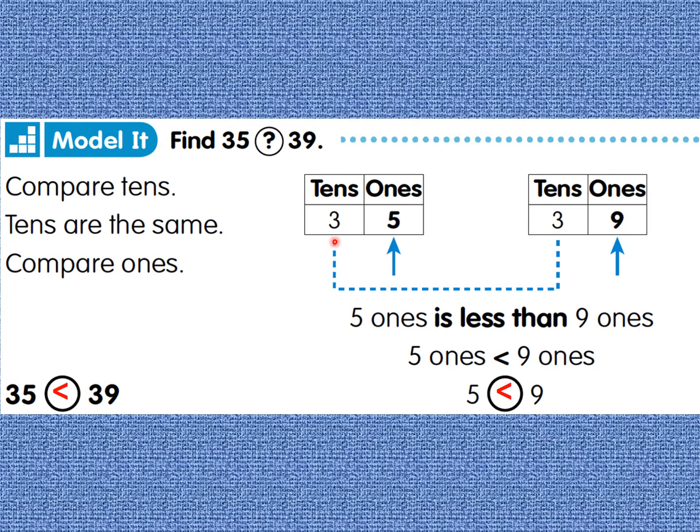So here's our model again. We've got 3 tens and 5 ones, and then 3 tens and 9 ones. Now if we compare the tens place, we can see a 3 in both of them. So we're going to get rid of the tens place and focus on the ones place. Here we have a 5 in the ones place, and here we have a 9. So we know that 5 ones is less than 9 ones. So we would fill it in like this: 5 is less than 9, which also means that 35 is less than 39.